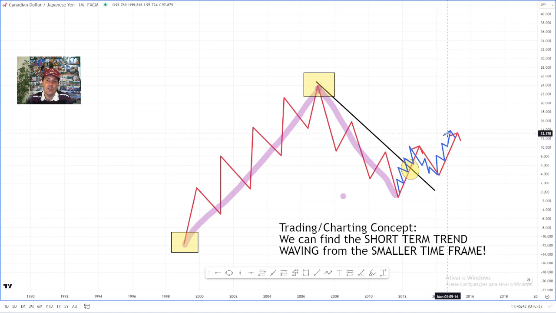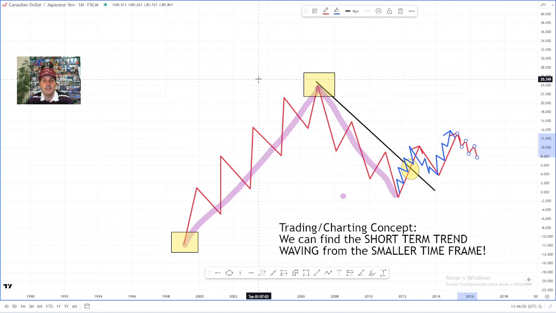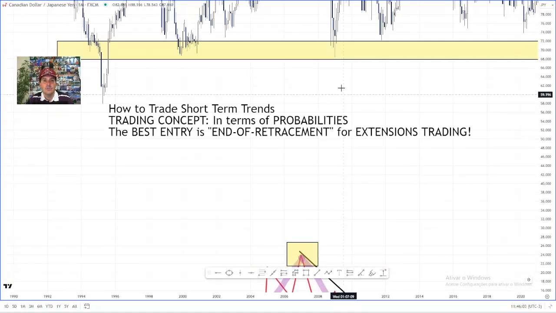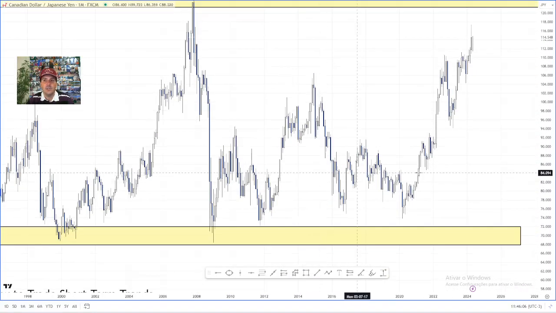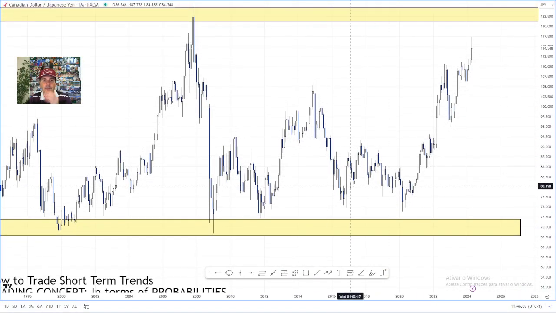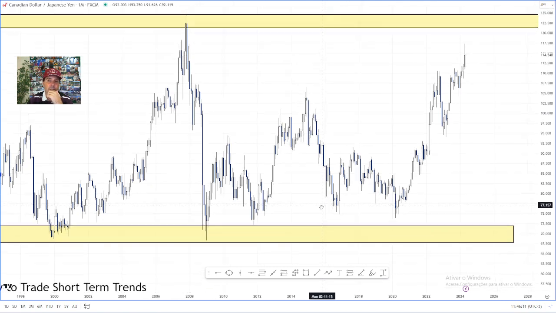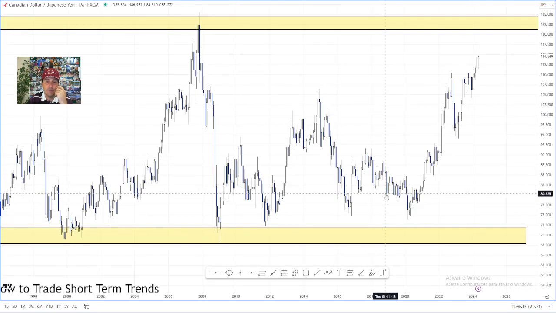So this is the extension of the uptrend. What I'm waiting for is a retracement on the uptrend, but I'm going to find that retracement on the smaller time frame. All right, now let's go to Canada JPY this time. I'm going to do the difficult work for you right now, so I don't need to tell you, study the charts.